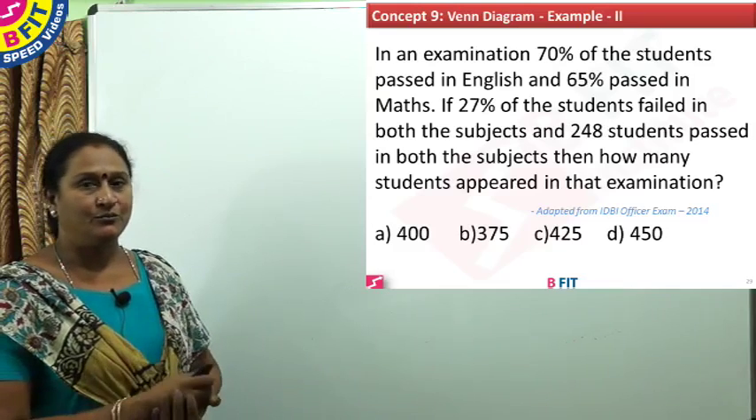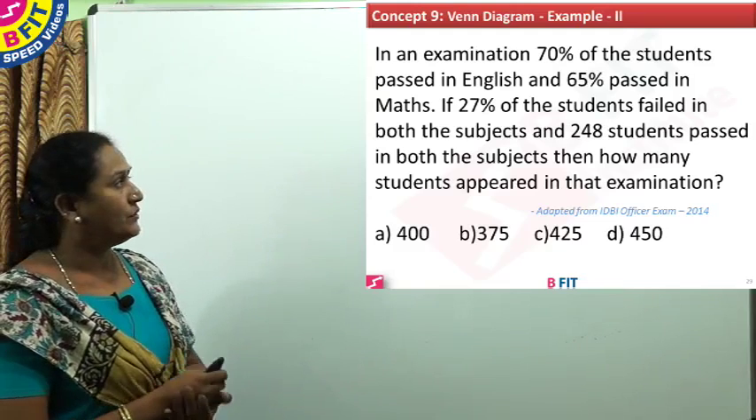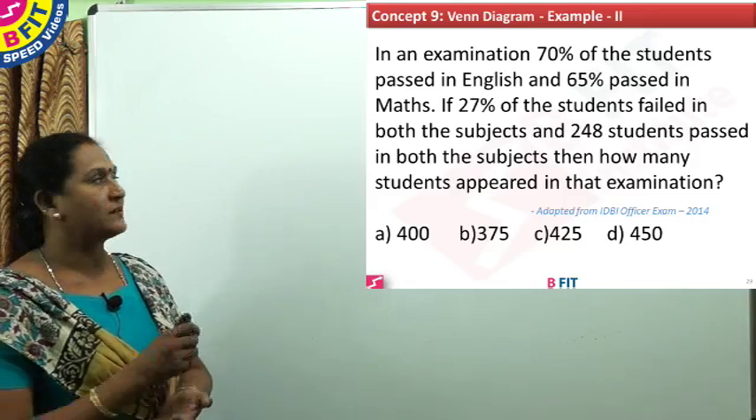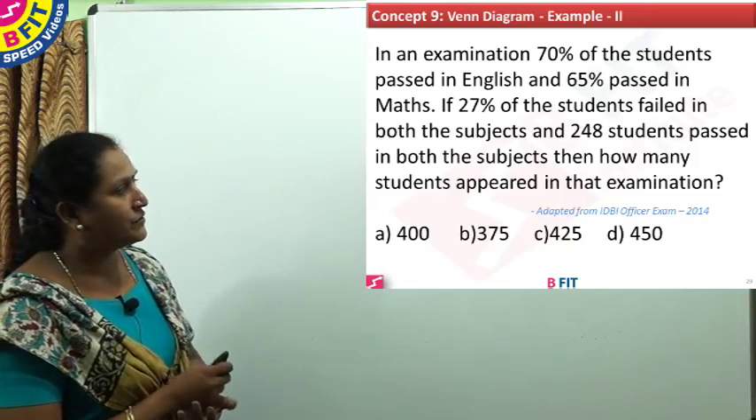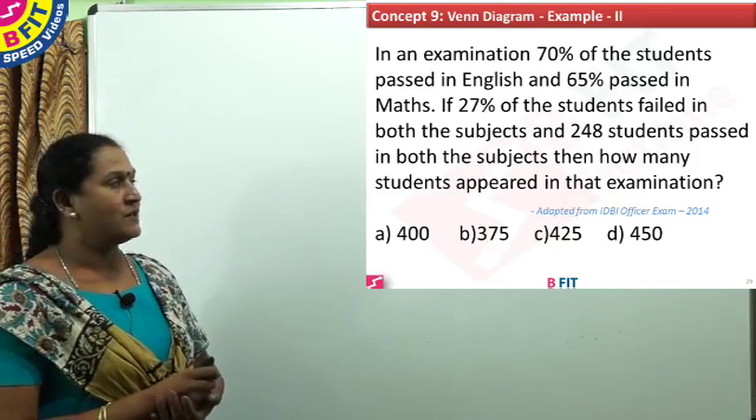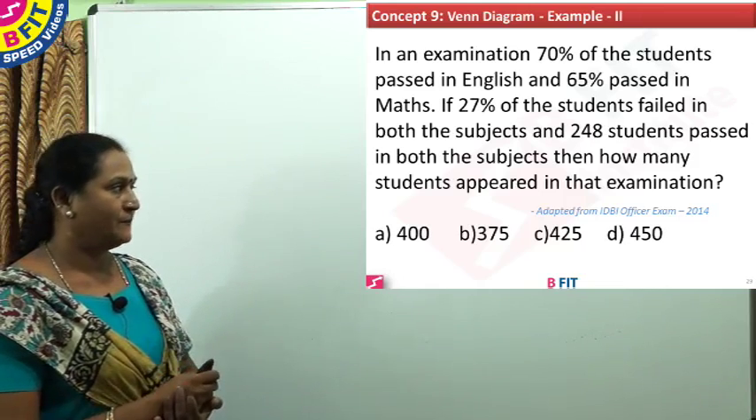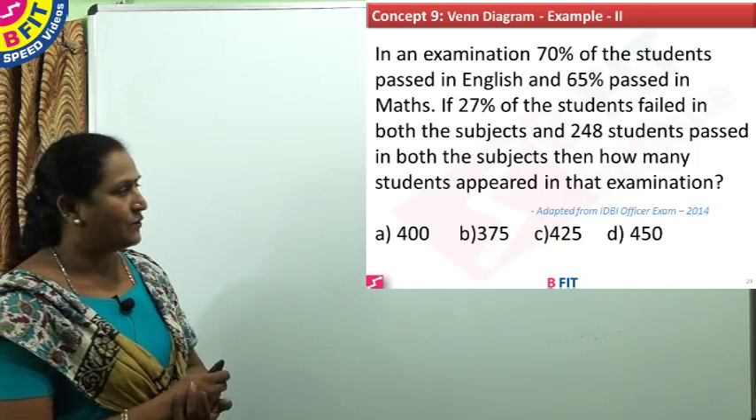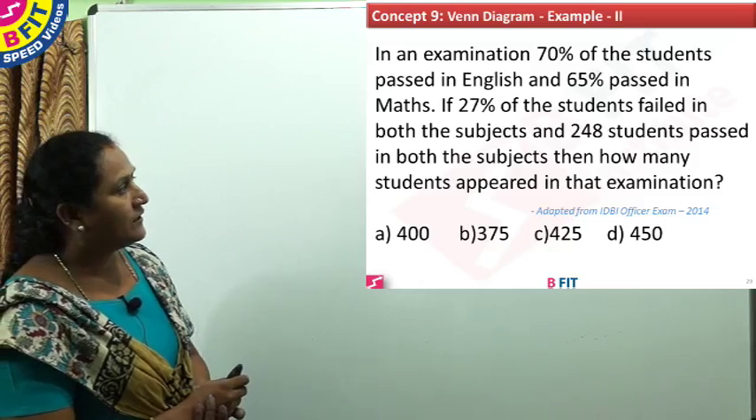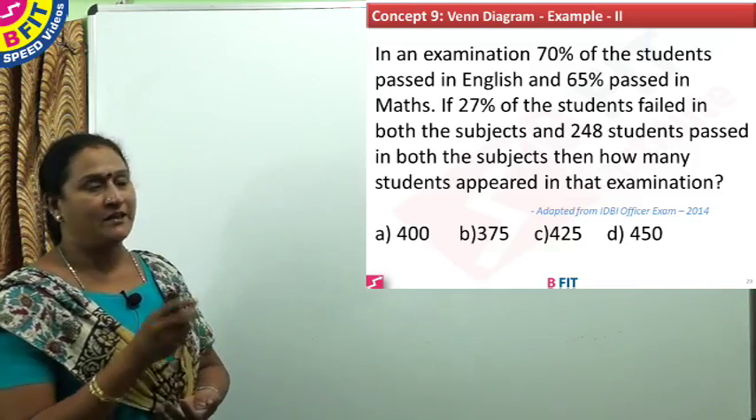So example 2, the question is: in an examination, 70% of the students passed in English and 65% passed in maths. If 27% of the students failed in both the subjects and 248 students passed in both the subjects, then how many students appeared in that examination? This question was asked for the IDBI officer exam 2014. So here we have only two details, so we can draw two circles for maths and English.